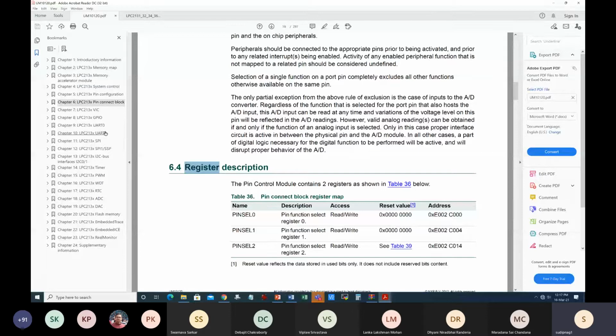You have to configure, write or read something to or from these registers in order to configure that block. Our aim is to configure the GPIO, but we are not going directly to GPIO, because we first have to configure what the pin's purpose is going to be. There are 3 pin select registers: PINSEL0, 1 and 2. Through these pin select registers, we select the function of a pin.